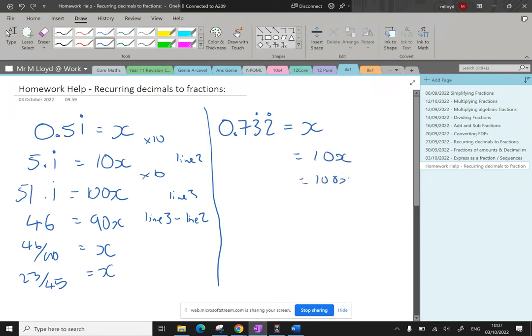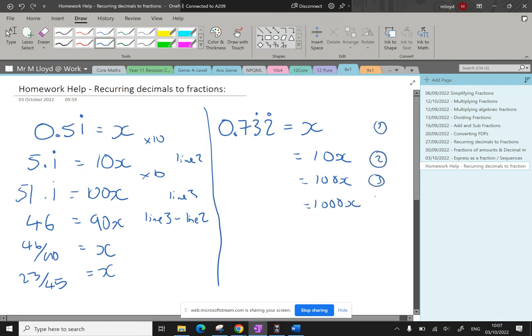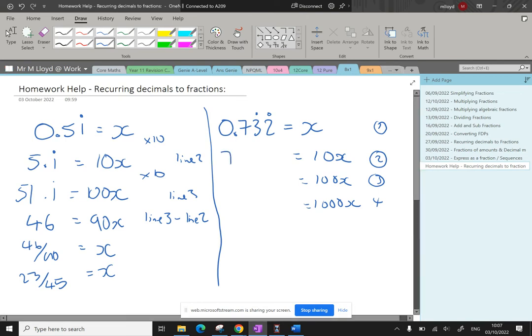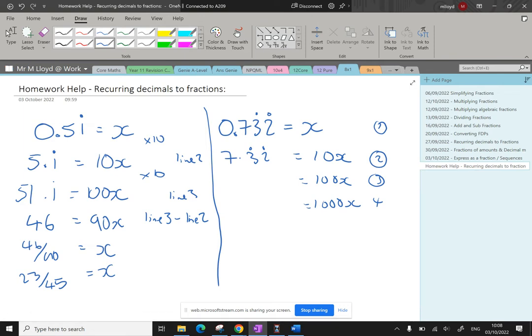Okay, with this one, I'm going to do the right-hand side first. So we've got line 1, line 2, line 3, line 4. And I'm just going to times that number by 10 until I get to an element where the recurring bit is the same. So first of all, multiplying by 10, we get 7.32 recurring. Everything shifts. Now, what you need to kind of remember is when we multiply by 10 again, is something that some of us forgot previously.